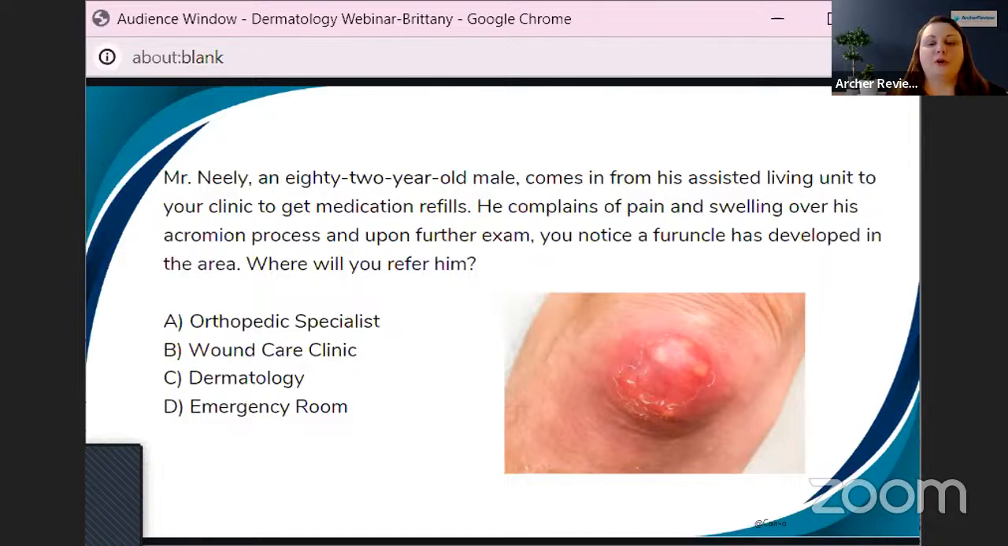And if you put ER, you're correct. Very good. Yep. So what are we concerned about here? We're concerned about osteomyelitis, which is an infection of the bone. Anytime we see a lot of boils and infection of the skin over a bony prominence, that really will warrant further workup to make sure that they don't have a bone infection like osteomyelitis. And so they need to go ahead and go into the emergency room for this one. So very good.